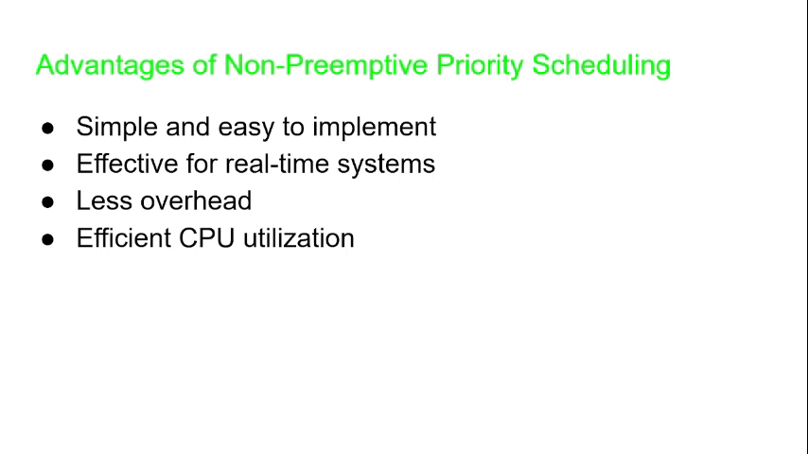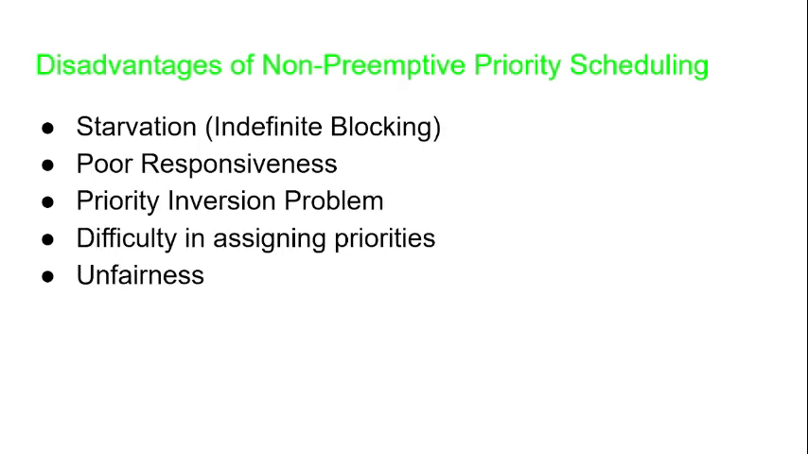It gives efficient CPU utilization. The CPU is almost always busy during the execution, and most of the important tasks are handled. The disadvantages of non-preemptive priority scheduling are indefinite blocking. Low priority processes may never get CPU time if high priority processes keep arriving.